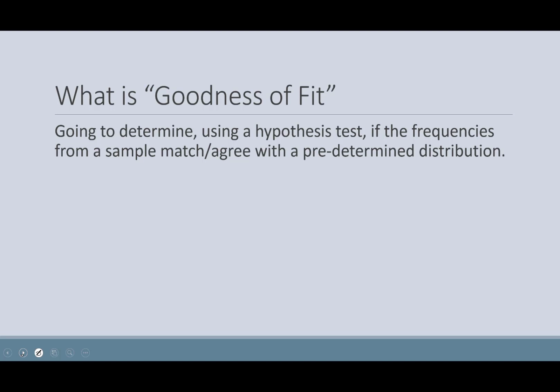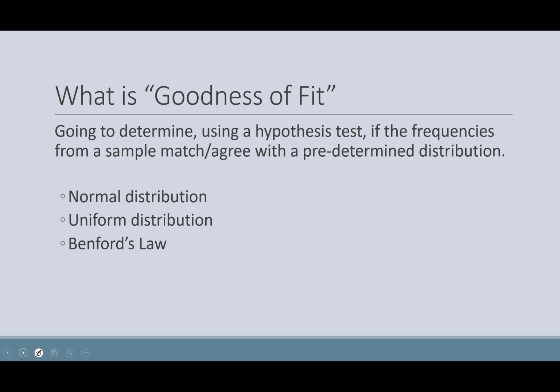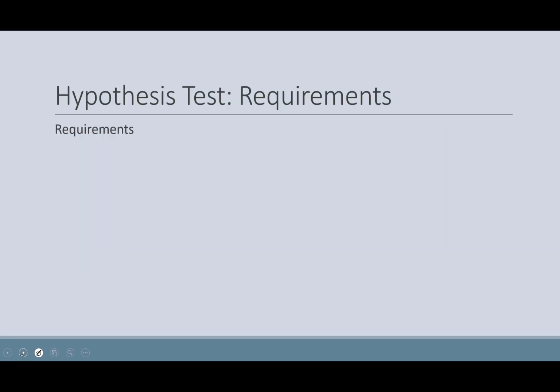So what we have to do is try to determine, using a hypothesis test, if the frequencies from a sample match or agree with some predetermined distribution. Now, the predetermined distribution might be a normal distribution. It could be a uniform distribution. It could be something like what's known as Benford's law, or it could be something else. So the predetermined distribution has a variety of different options that it could take.